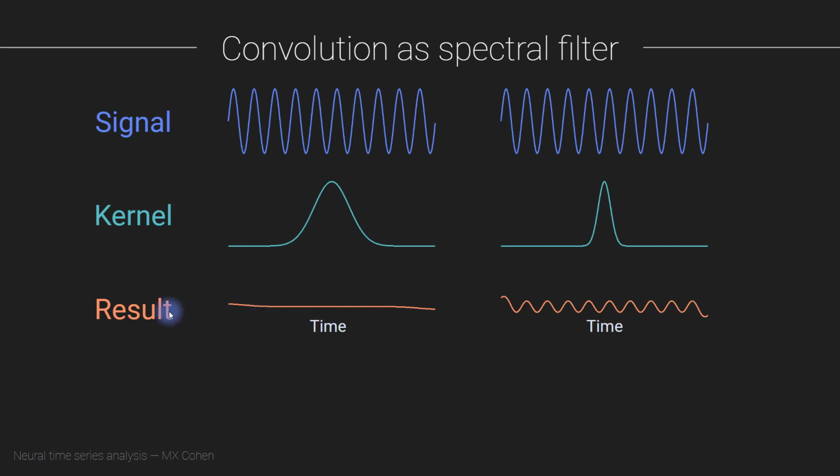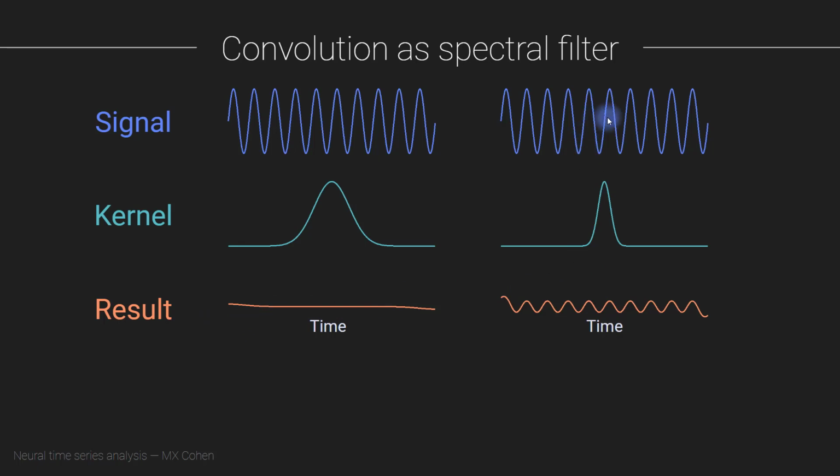And here is the result of convolution between this signal and this kernel. So here we get essentially a flat line. It turns out it's not totally flat. There's some edge effects, which I will talk about in a moment. But let's just imagine this is a flat line.